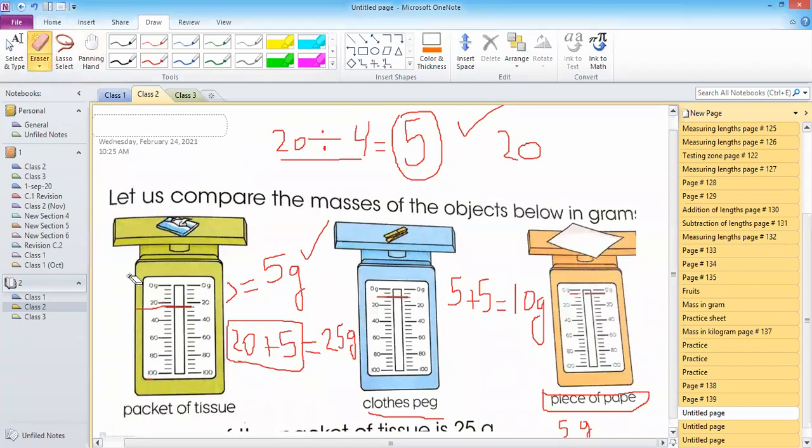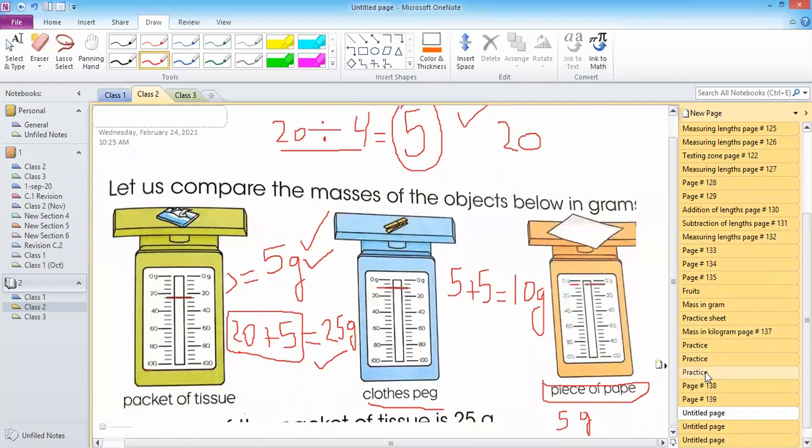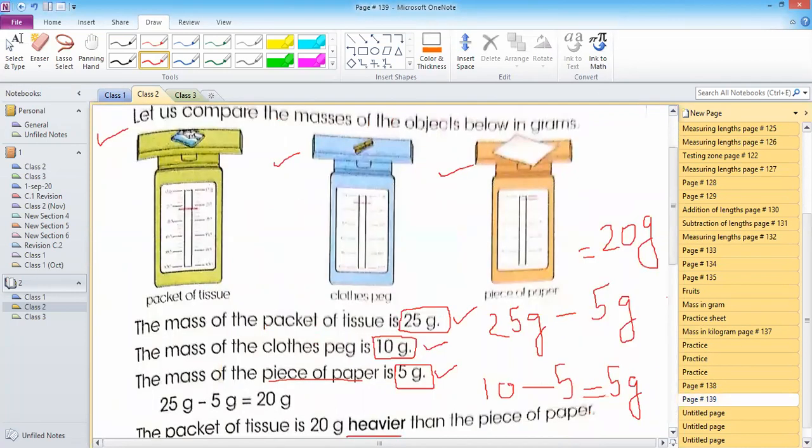Now, when you have to check the weight of this packet of tissue, you can see that this is the needle, this is the point, this is the line. So it is more than 20. And more than 20, it is how much? Just one interval after 20. You know that one interval is equal to 5 gram. So you will add 5 to 20. 20 plus 5 is equal to 25 gram. So you will say the packet of tissue is 25 gram.